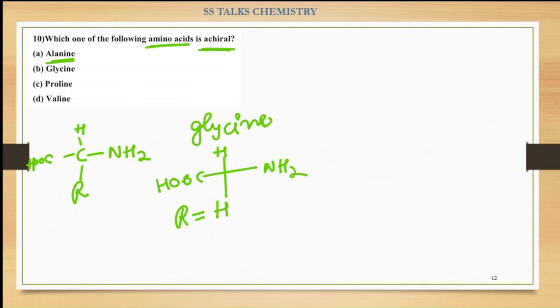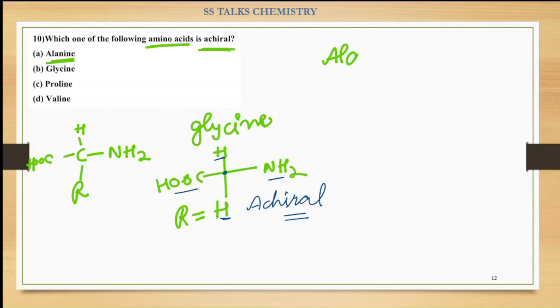So you can see in this particular carbon center that I am having, on one side is the NH2 group, on the other side the COOH group, and two hydrogen atoms are present. That means this is achiral in nature. It does not have a carbon center which bears 4 different species attached to it. So for confirmation, let us look at the structures of the remaining amino acids also. The glycine has been done.